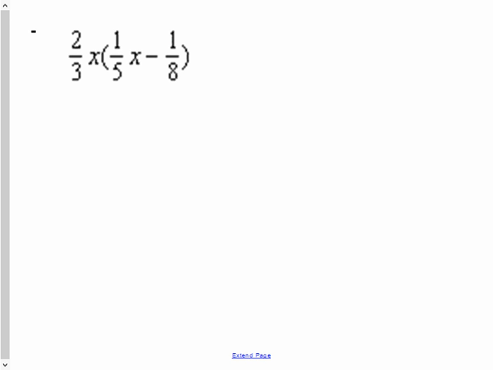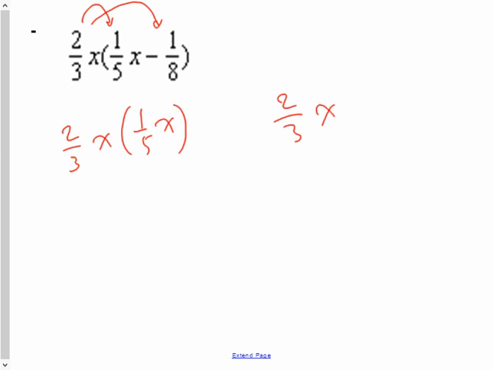And your last question, I think this is the last question, is 2/3 x multiplied by 1/5 x minus 1/8. So again, it's not overly complicated. You just have to multiply 2/3 x multiplied by 1/5 x, and you have to multiply 2/3 x multiplied by negative 1/8. Just like we would have done if they were non-fractional coefficients like 2 or 4, we'd multiply them together.